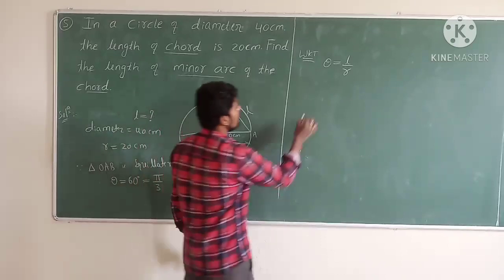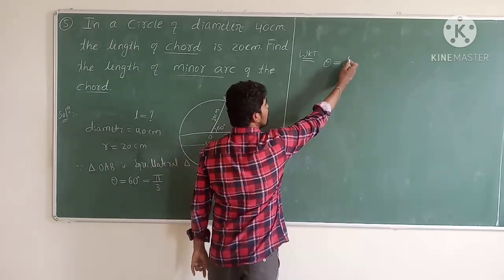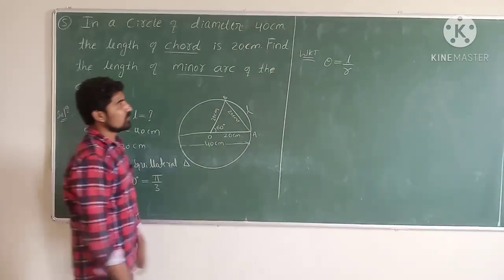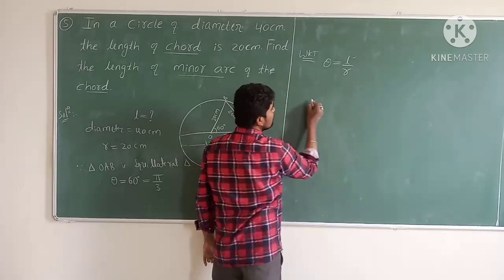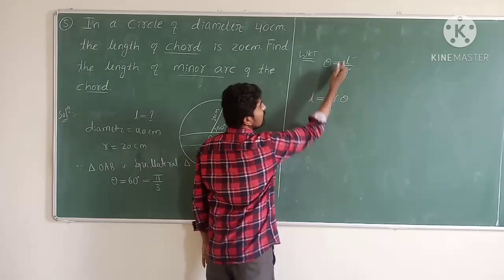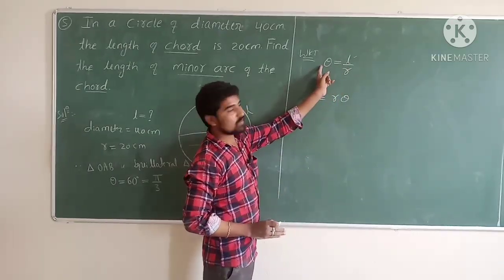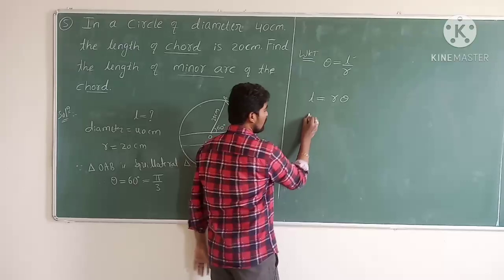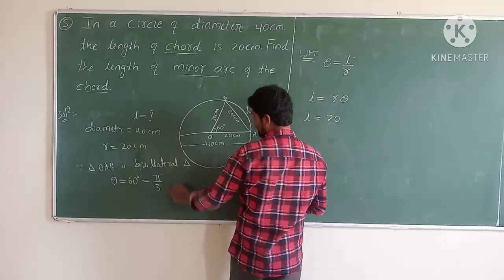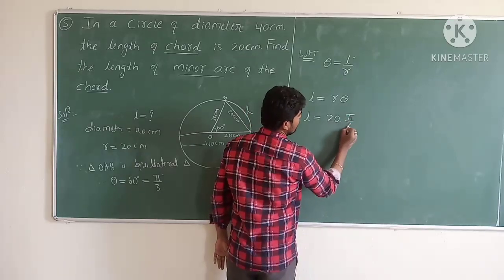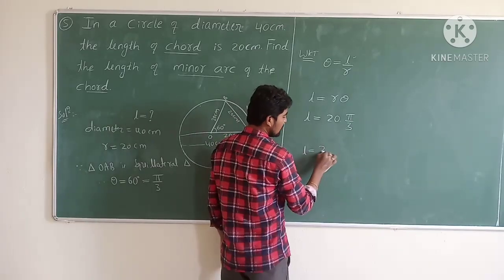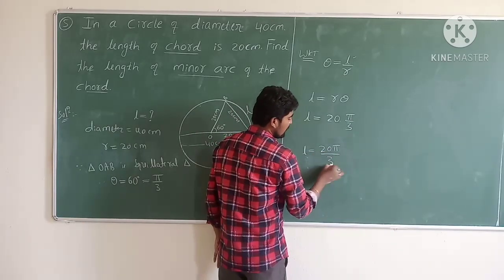Therefore, the value of theta is pi by 3. We need to find out the value of l, and r is equal to 20 centimeter. Hence, l is equal to r into theta. Therefore, the value of l is equal to r is 20 and the value of theta is pi by 3. Therefore, the required minor arc length of the chord is 20 pi divided by 3.